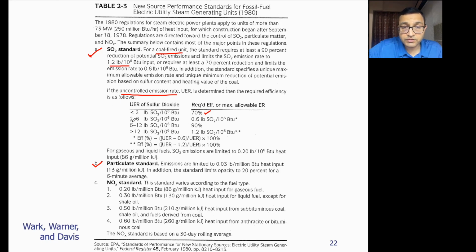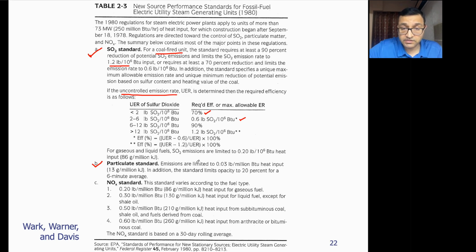If your range is between 2 to 6 pounds, then here it's given as the amount rather than a percentage. You can only emit up to 0.6 pounds per million BTUs, and you would use the formula here. And if you're in the 6 to 12 range, you have to remove 90%, and so forth. We will do example problems based on some of these, so I just wanted to introduce them here.